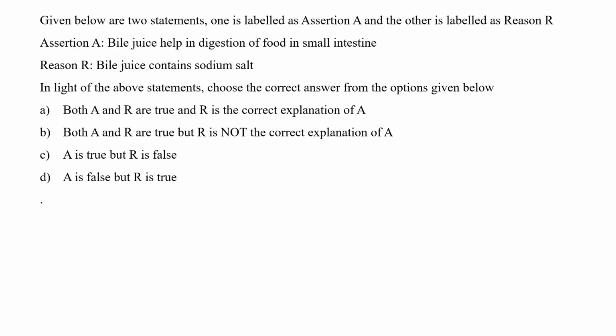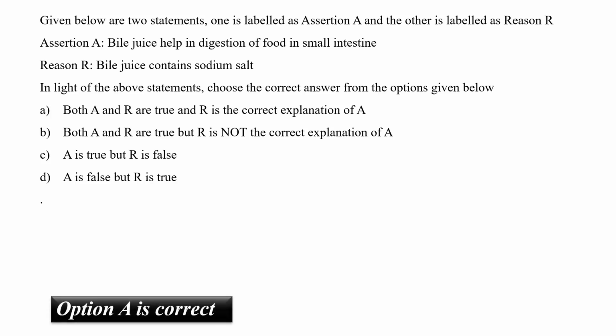As we know, bile salts help in lipid digestion in the small intestine. Bile juice has bile salts which break down large fat globules into small particles, which is also known as emulsification of fat. Due to the emulsification of fat, pancreatic lipase can act over it. The main components of bile juice are the bile salts, which are composed of sodium salts of glycine and taurine. So the assertion is correct, that bile juice helps in the digestion of food, especially fat, in the small intestine, and the reason is also correct, that bile juice contains sodium salts of glycine and taurine. So option A is the correct answer.